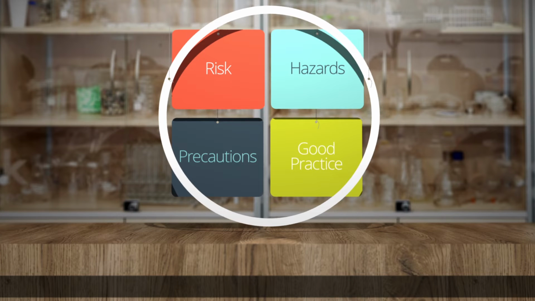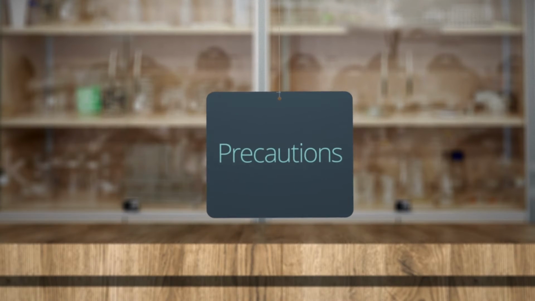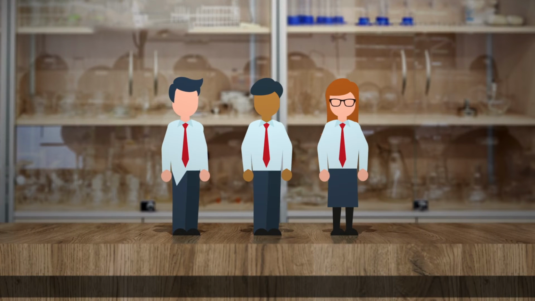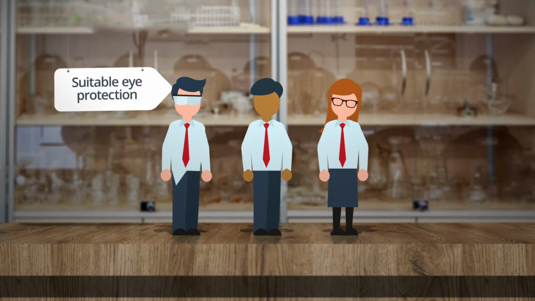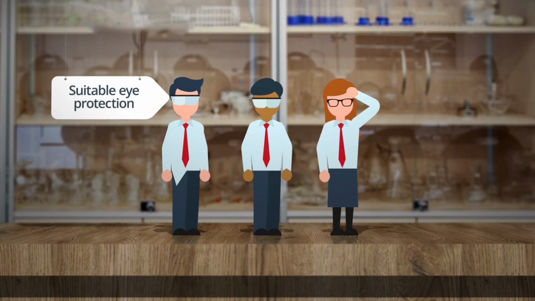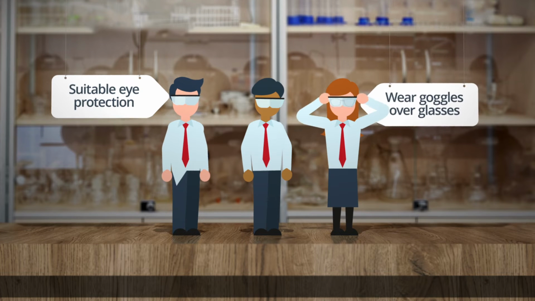In order to reduce risks, certain safety precautions can be implemented. When working in the laboratory, ensure all learners have access to suitable eye protection such as safety glasses, goggles or face shields. Ordinary glasses are not suitable eye protectors, and learners who wear glasses should wear safety goggles over them.